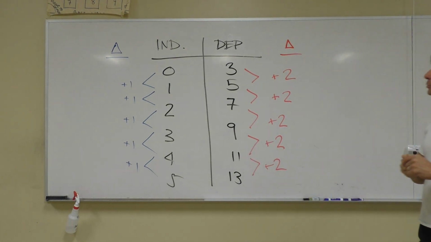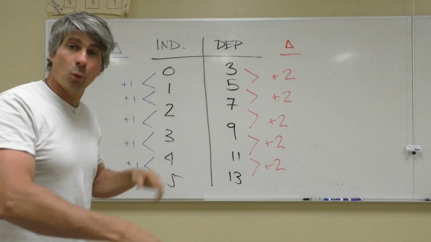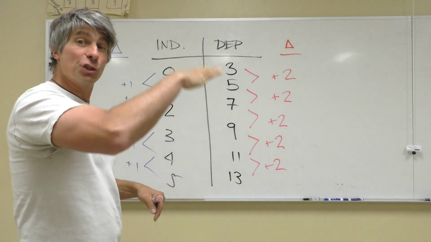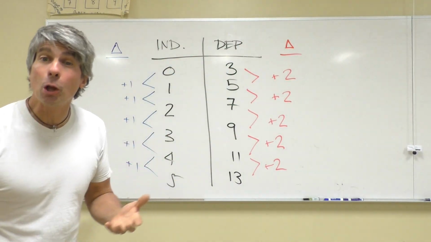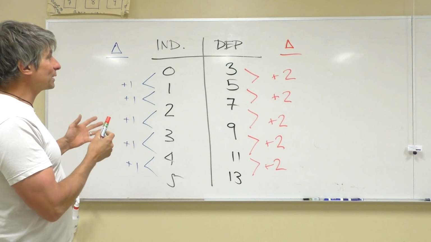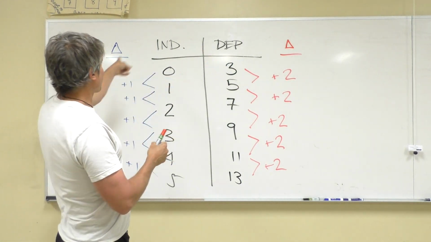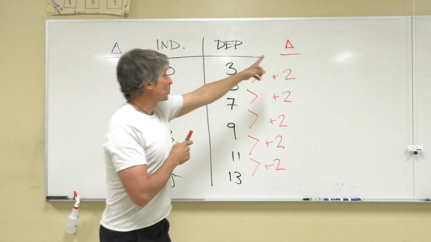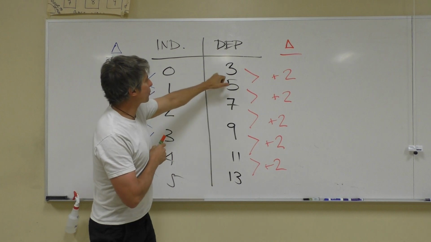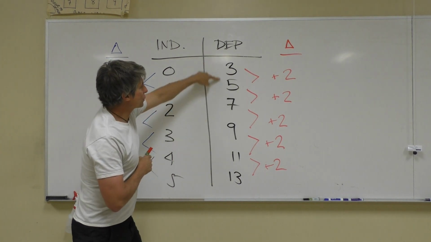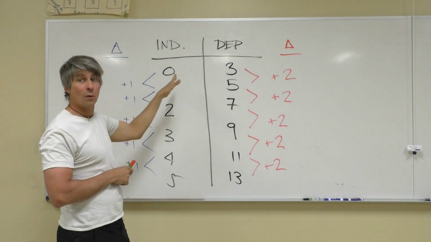Now, I bet most of you realized this was going to happen because the original formula was fixed cost plus 2 times the independent variable. That was the slope, and that's what you're actually seeing here. The slope is delta over delta, so it's 2 over 1. The slope between the point (0, 3) and (1, 5) is the change in y, which is 2, over the change in x, which is 1. 2 over 1 is 2.